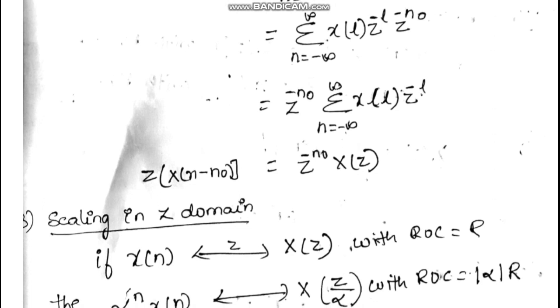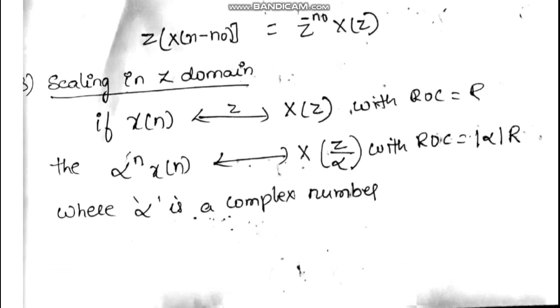x of L, z to the power of minus L, and this is all the simplification. You can just check it out. z to the power of minus n naught, you take it outside, and the remaining term is nothing but your x of z. So you can observe that z to the power of minus n naught into x of z, hence it is proved. Now let us go for the next property, that is scaling in z domain.